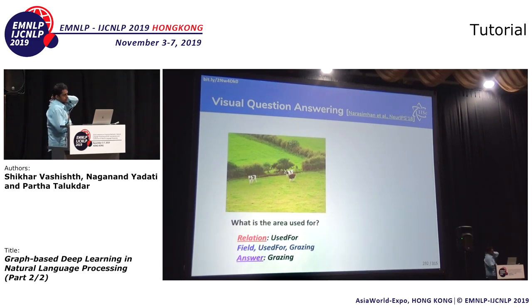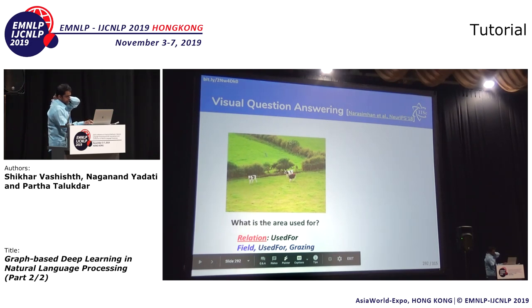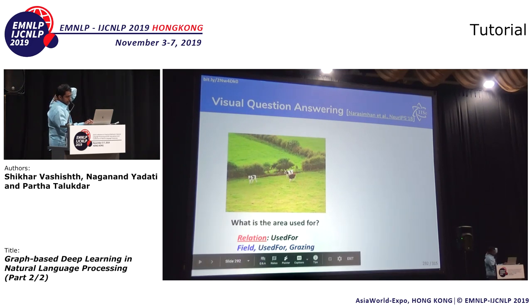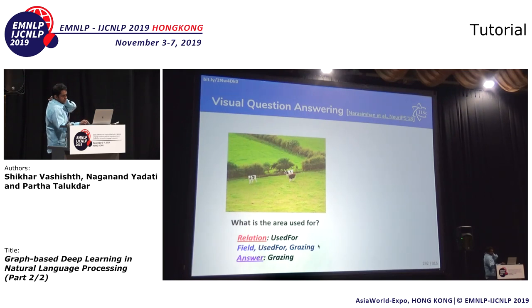So another interesting problem is visual question answering. For example, if we have this image and we have this question, what is the area used for? Just by looking at this image, it is not possible to answer this question. We need some additional knowledge. For example, field is used for grazing, right? By looking at this image, the model can figure out that there is a field here. But to answer this question, we need additional knowledge, like field used for grazing. This is called factual visual question answering.